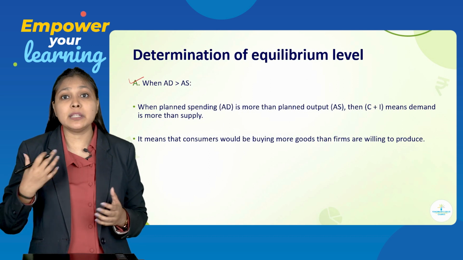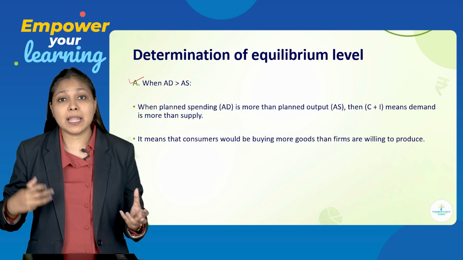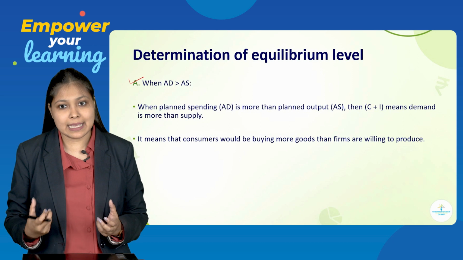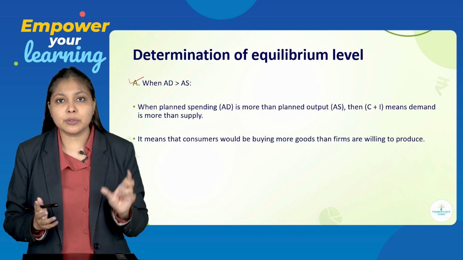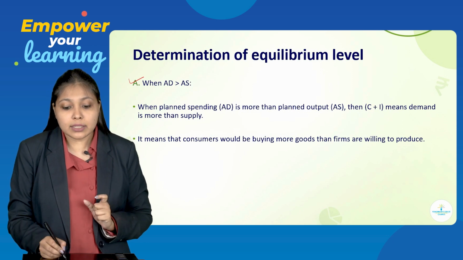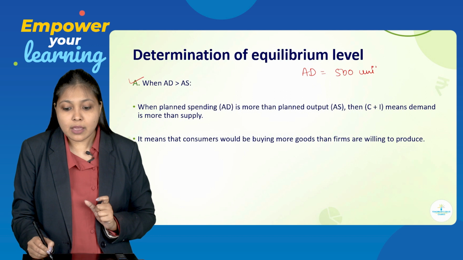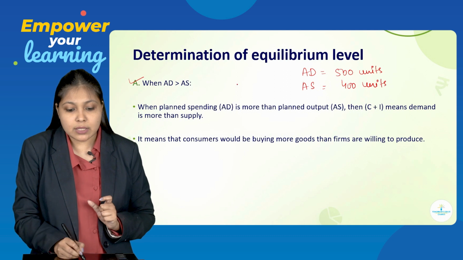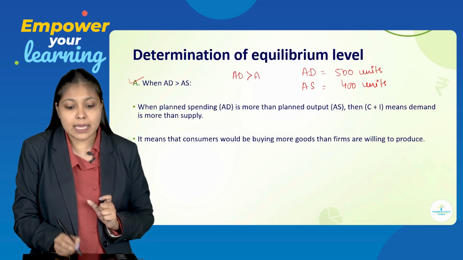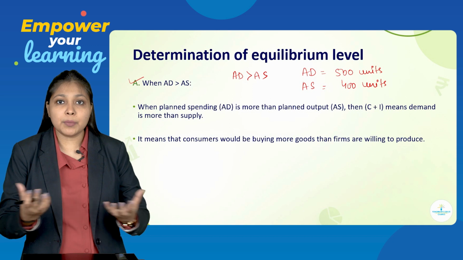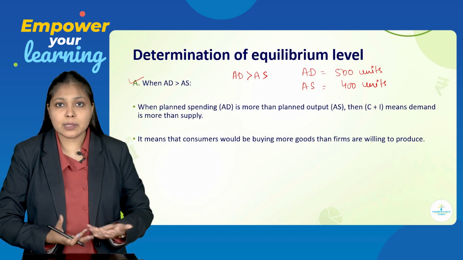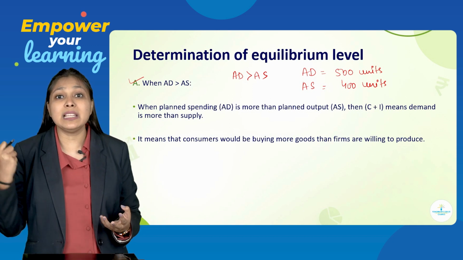That means people are demanding more and suppliers or producers are supplying less. For example, if I want to take it in numerical terms, the aggregate demand of the consumer is, say, 500 units, whereas the suppliers are supplying only 400 units. This will be the situation when my demand is more than my supply. In the economy, people are demanding more for the products, but the suppliers are supplying less.